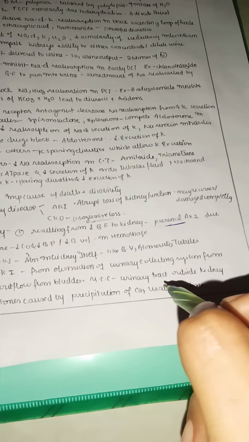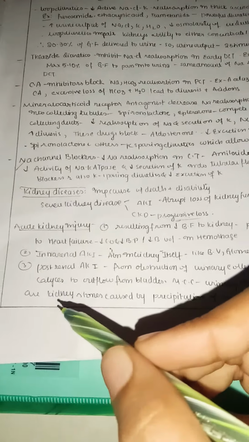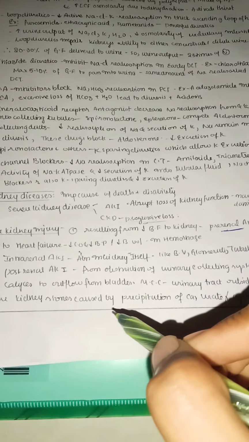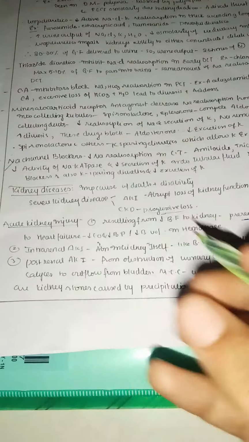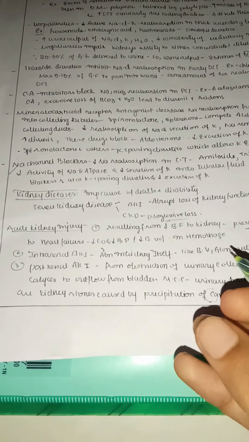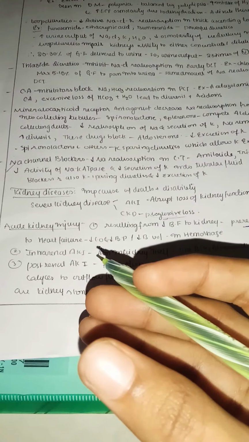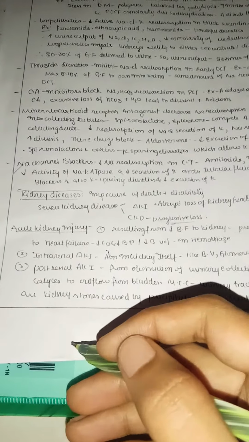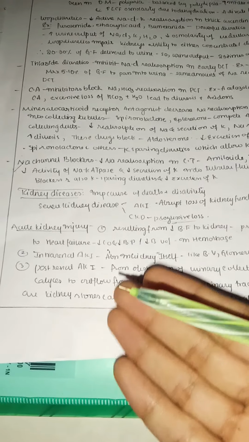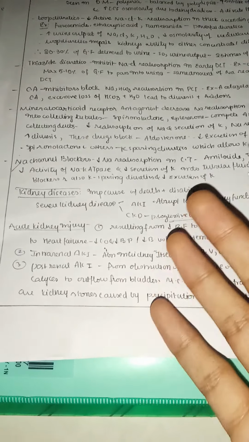The most common cause is in the urinary tract, which is outside the kidney, like having kidney stones, mainly caused by precipitation of calcium, urate, cystine. So if there are any calcium stones, the bladder is not able to empty. All these conditions will lead to back pressure in the kidney. So that will of course affect the kidney. So these are the three types of acute kidney injury. First one is prerenal, next is intrarenal, next one is postrenal.